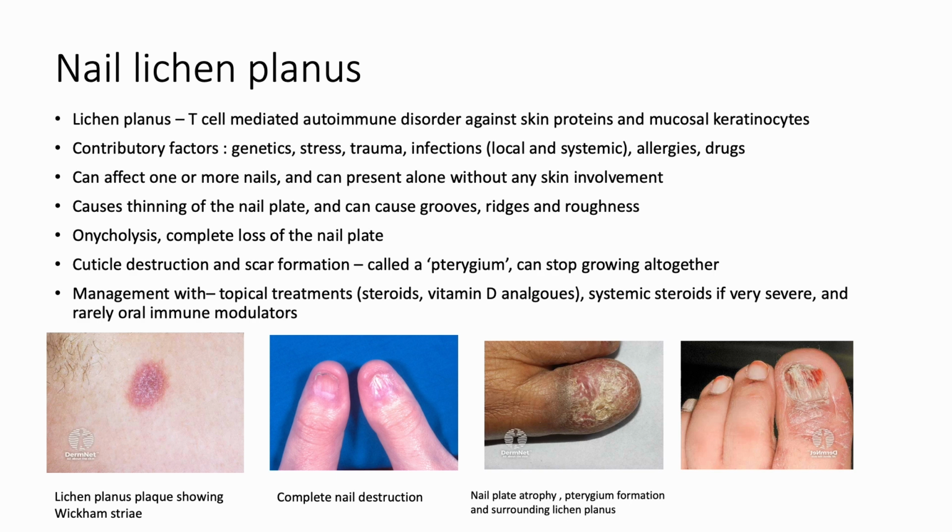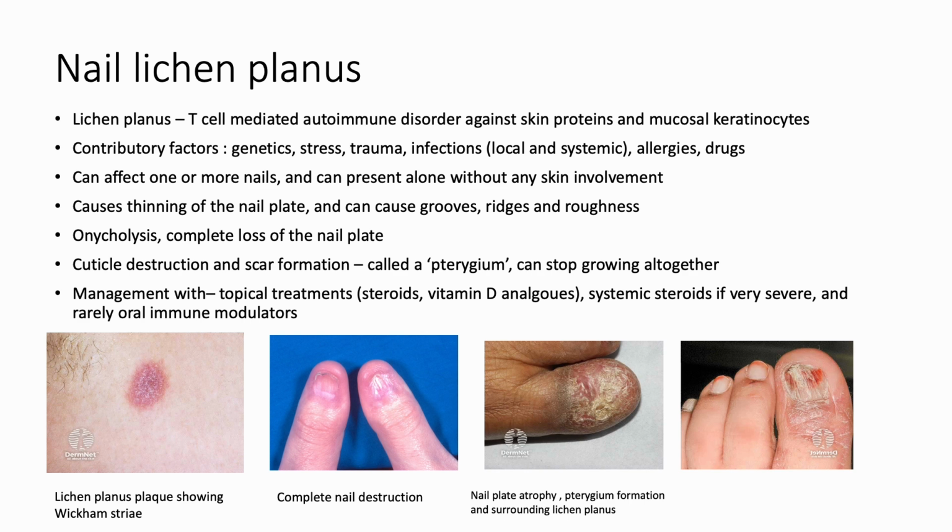Clinical examination may show thinning of the nail plate with roughness and ridging, onycholysis, lifting of the nail plate, as described earlier. This can then cause complete loss of the nail plate, as shown in the photo, where the nail scarred so severely that it's actually stopped growing. Cuticle destruction can cause scarring and form what we call a pterygium, as shown in the third and fourth photos.